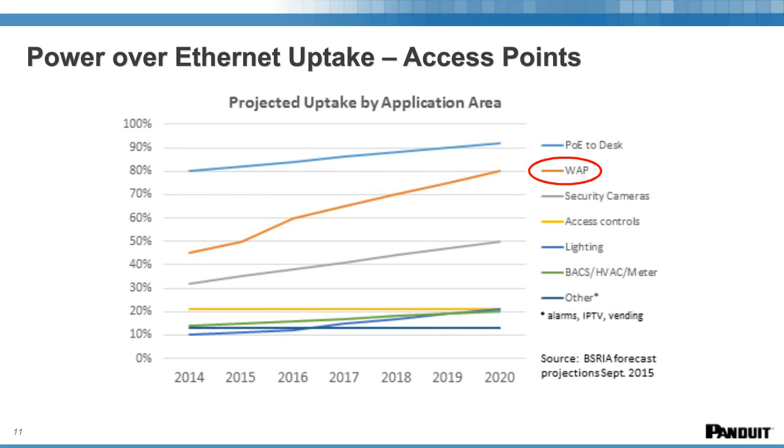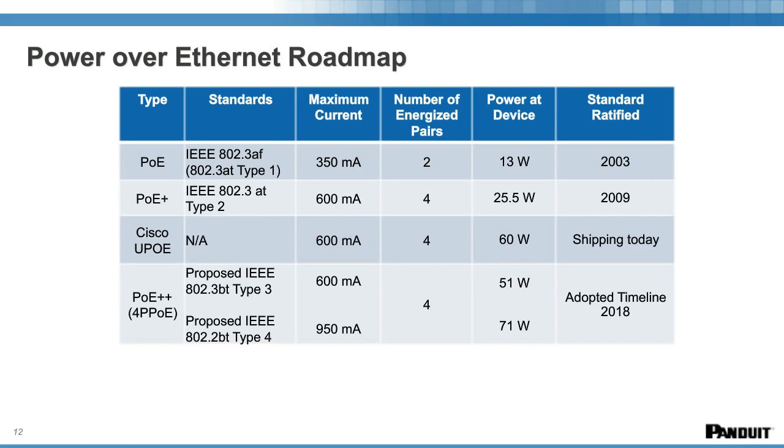So we expect that trend to continue to accelerate. By 2020, it's expected that the vast majority of these devices will be getting their power over Ethernet, which isn't horribly surprising. Now, this table summarizes in a little bit more detail the types of PoE available and the rate of change from 2003 to 2009 in PoE and PoE Plus, and UPoE from Cisco that's shipping today.